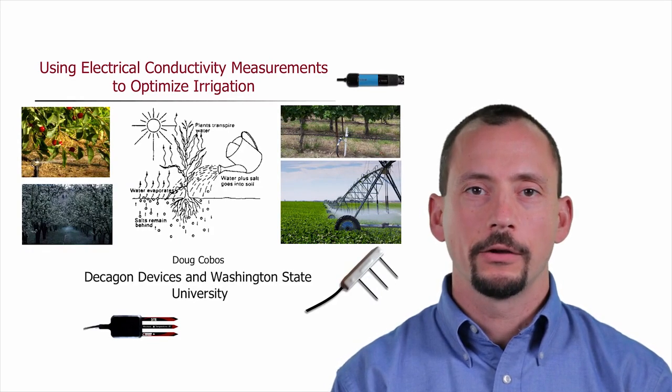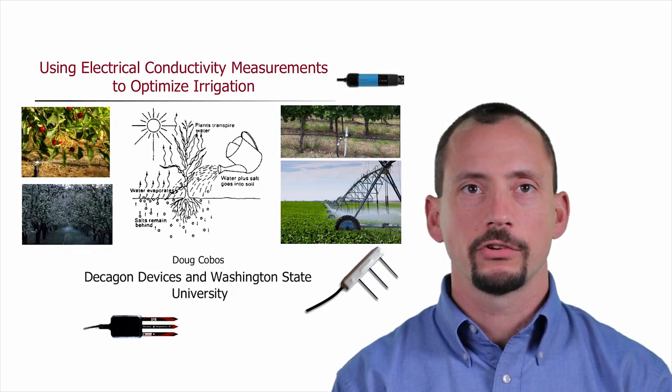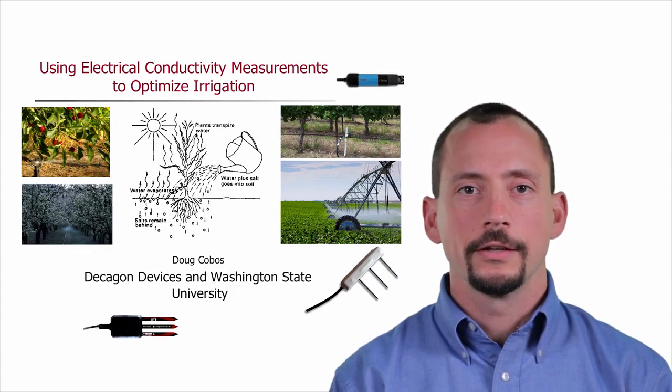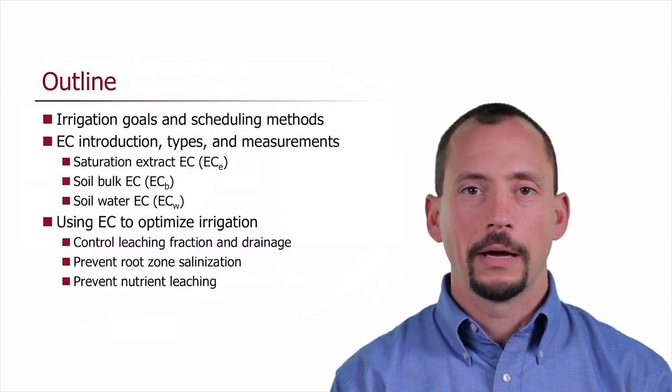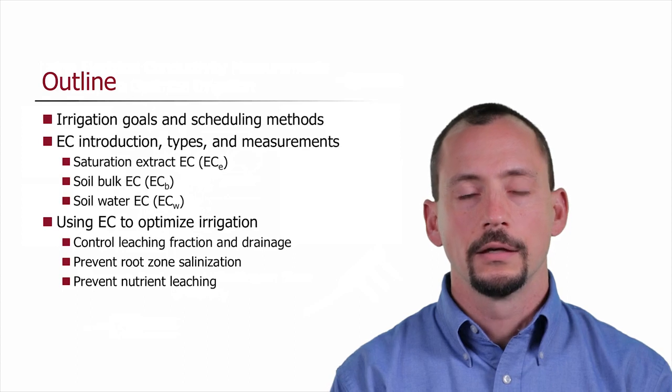Today we'll be talking about using electrical conductivity measurements to optimize irrigation. And we will, of course, start out talking about why we would care about optimizing irrigation and why we would care about using EC to do that.